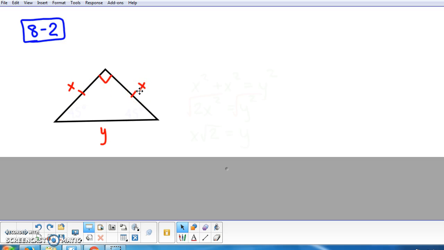Let's use the Pythagorean theorem to show what y is if we know what x is. Let's start with a squared plus b squared equals c squared. Let's combine like terms by adding the coefficients. And we want to solve for y, so we need to get rid of my y squared. I need to undo it by square rooting.